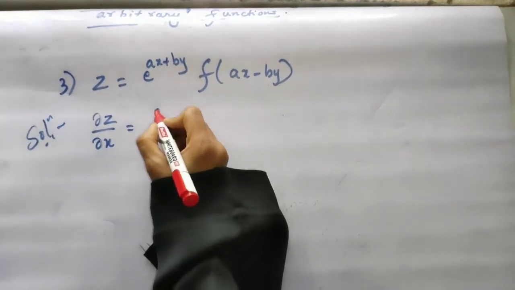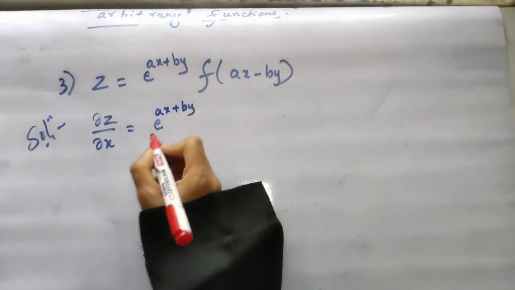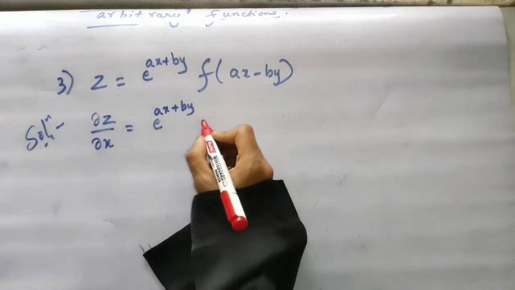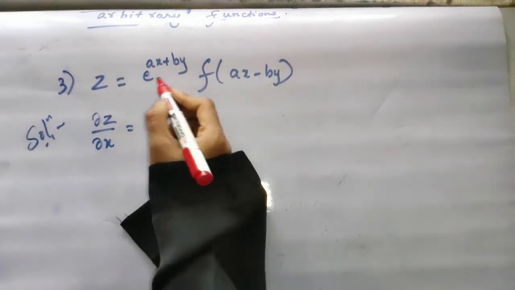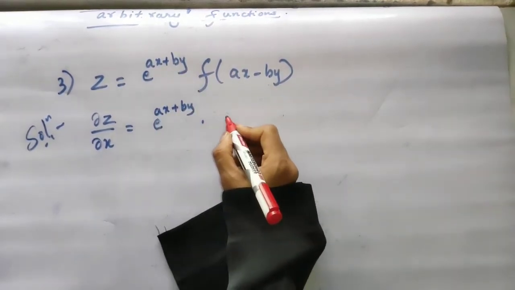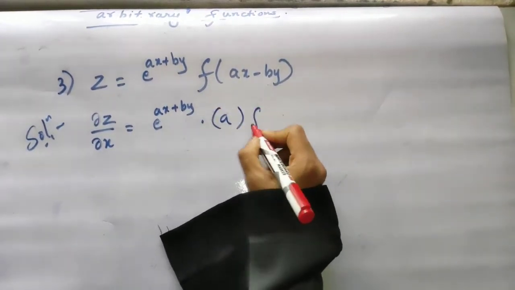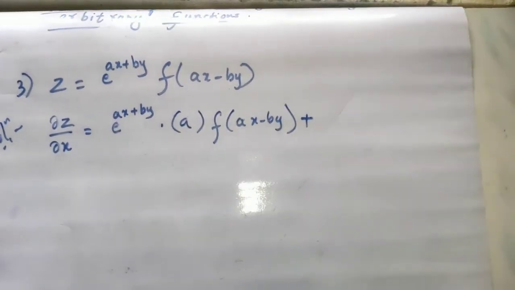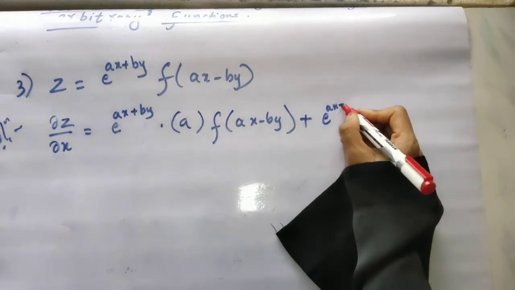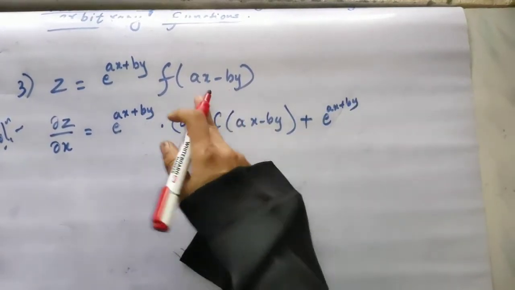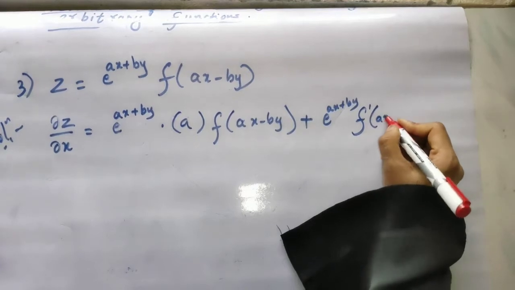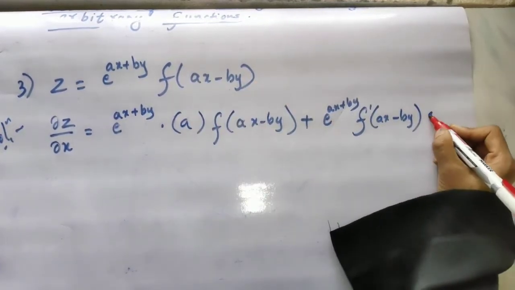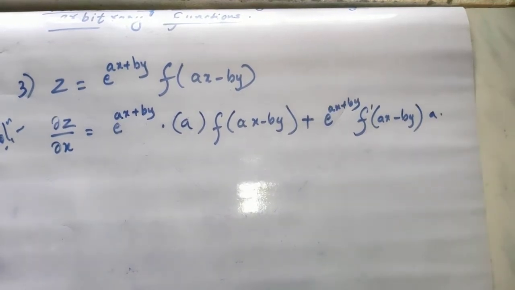So the derivative of the exponential part with respect to x will be e to power ax plus by. The derivative of an exponential function is the exponential function into the derivative of the thing which is written in the exponent part, it is a, you get, into f of ax minus by as it is, plus this time e to power ax plus by as it is. Now this time the derivative of f, I will write it as f dash of ax minus by into the derivative of the bracket for f, which is a.